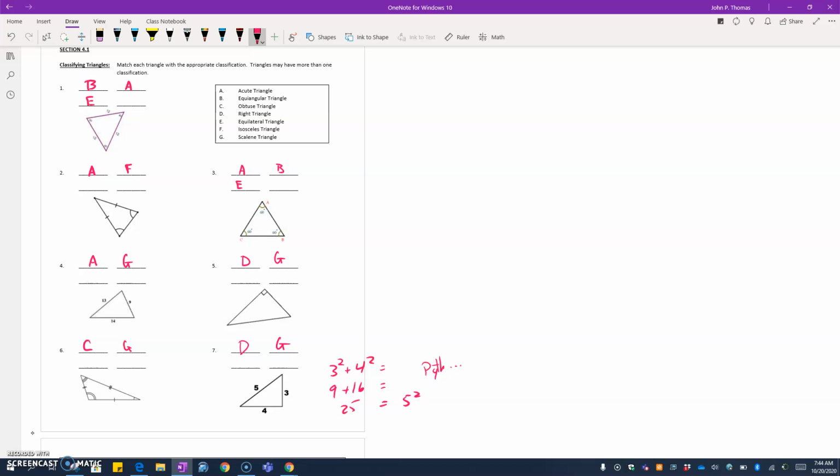Equiangular triangle, all the angles are the same size, which means they have to be 60 apiece. Obtuse triangle, there's one angle that's greater than 90. Right triangle, you have one 90-degree angle.